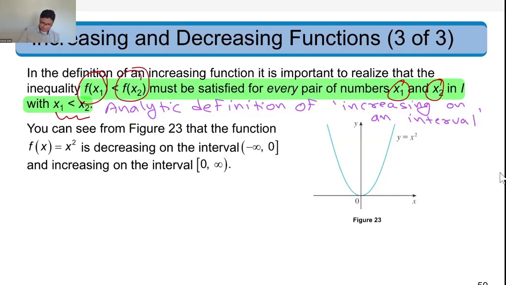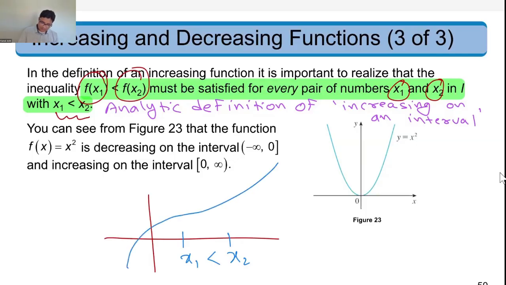What that basically means is, in the graph, if this is x1 and this is x2, x1 is less than x2, right? x1 is on the left side of x2. Then on the graph, it must be the case that f of x1 is here and f of x2 is here. And that should happen for any two x1, x2. Okay, then you would say the graph is increasing from here to here. Obvious, right? But we're just articulating it.